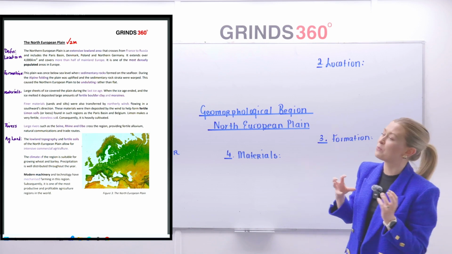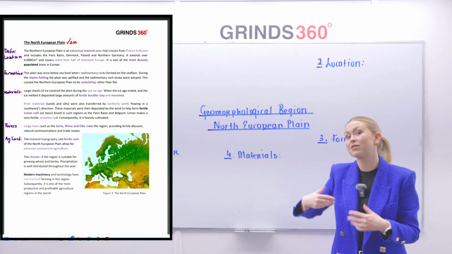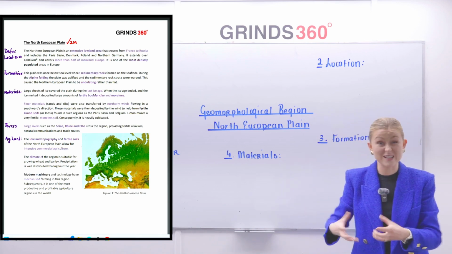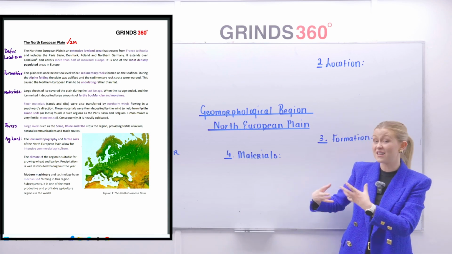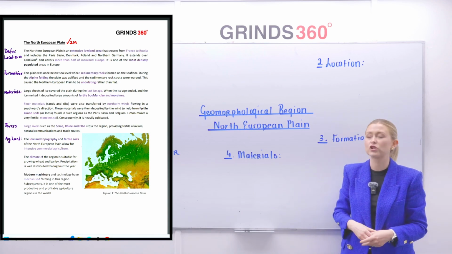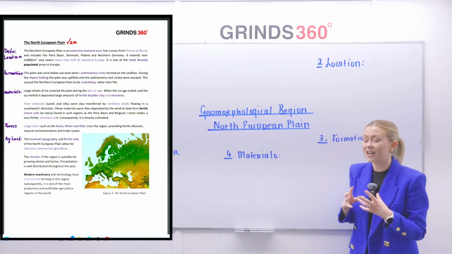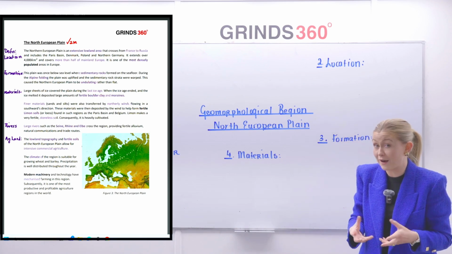When we speak about commercial agriculture, we're talking about them growing this material for business, basically selling off these goods. And what you're going to find is that these areas are some of the most profitable agricultural regions in the world. The climate is suitable for the likes of barley and wheat.